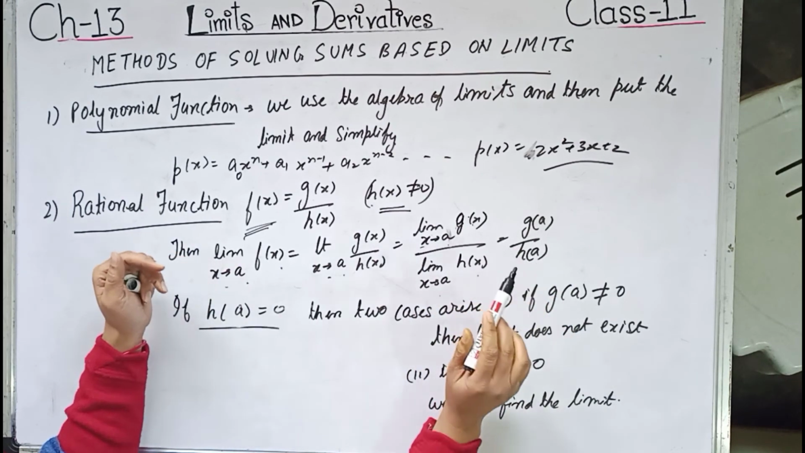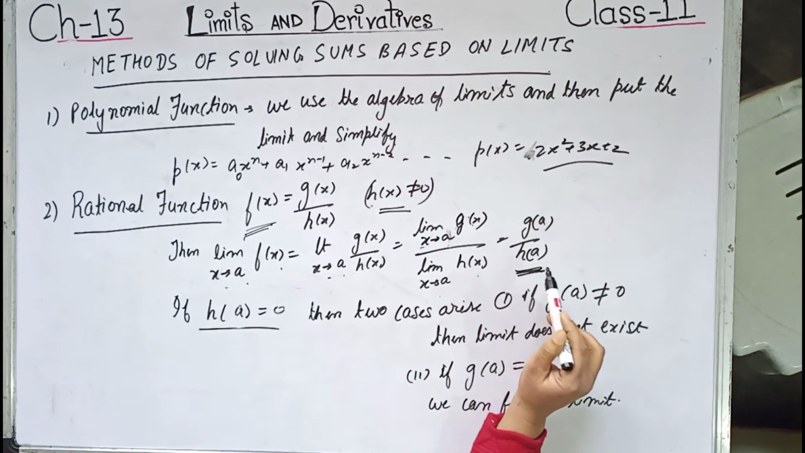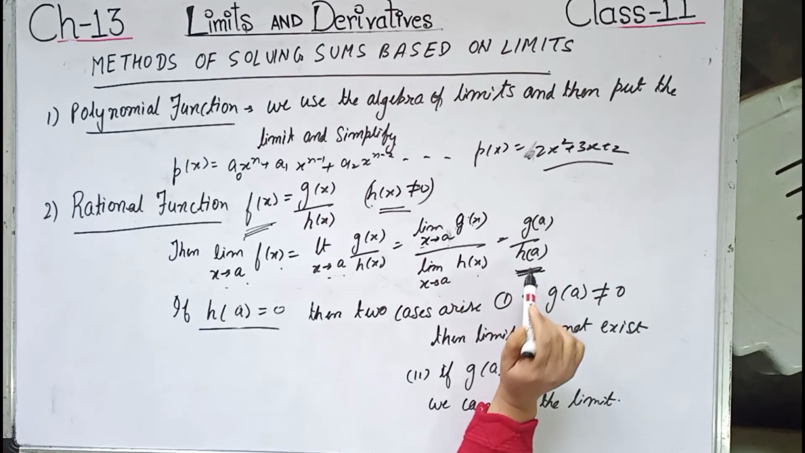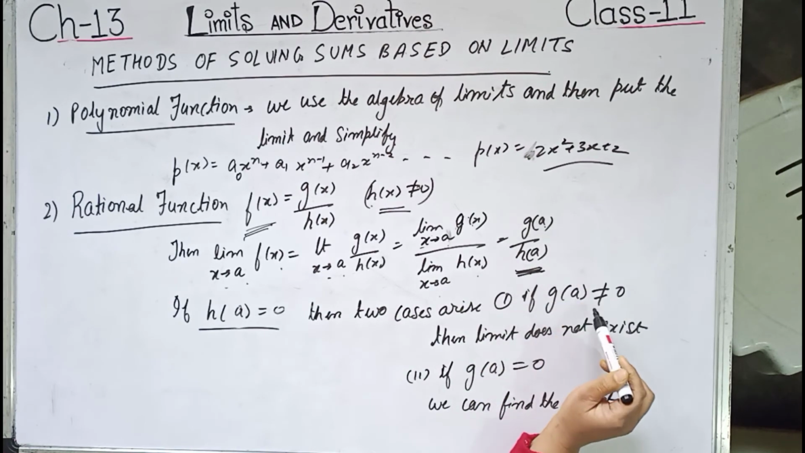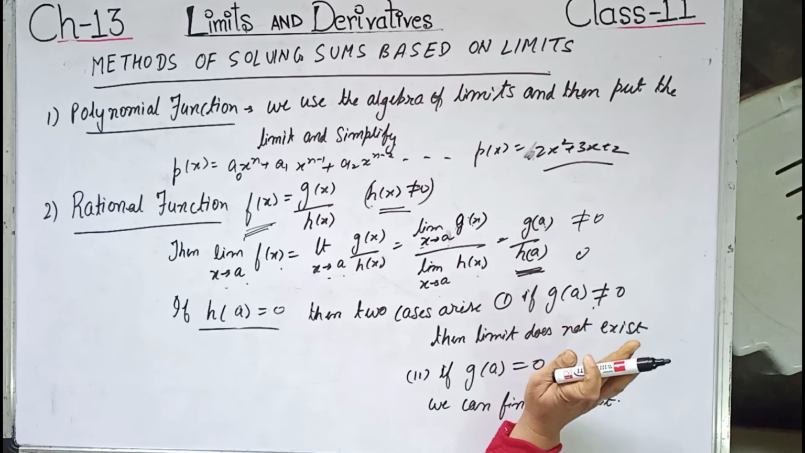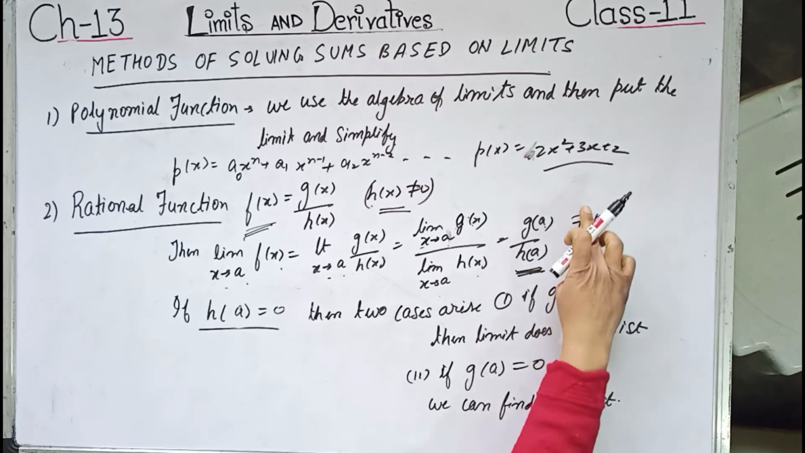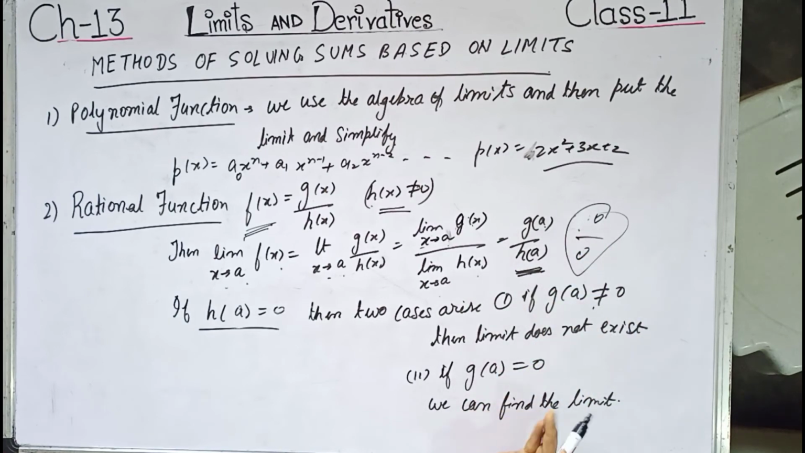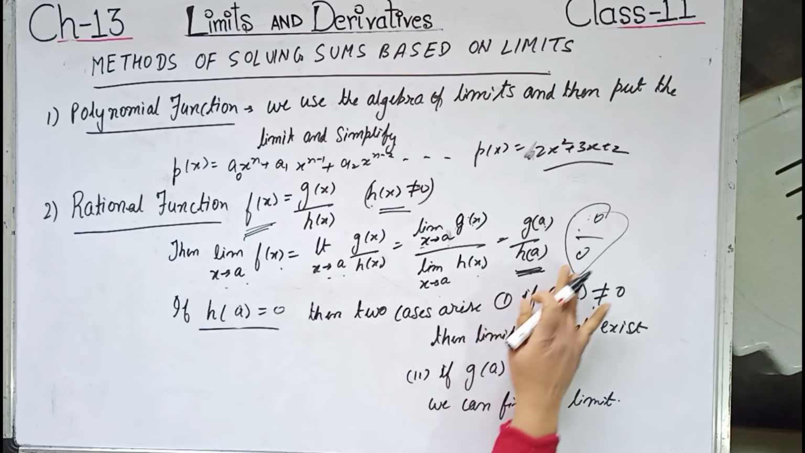Now over here two cases arise. If h(a) is not 0, then no issue, we will be finding the value. But if h(a) is 0, then two cases will arise. If g(a) is not equal to 0 and h(a) is 0, then we will write that the limit does not exist. But if this is equal to 0 and this is also equal to 0, then we are getting a 0 by 0 form, and then we will be able to find the limit with the help of the formulas which we have known and which we will be learning further as well.